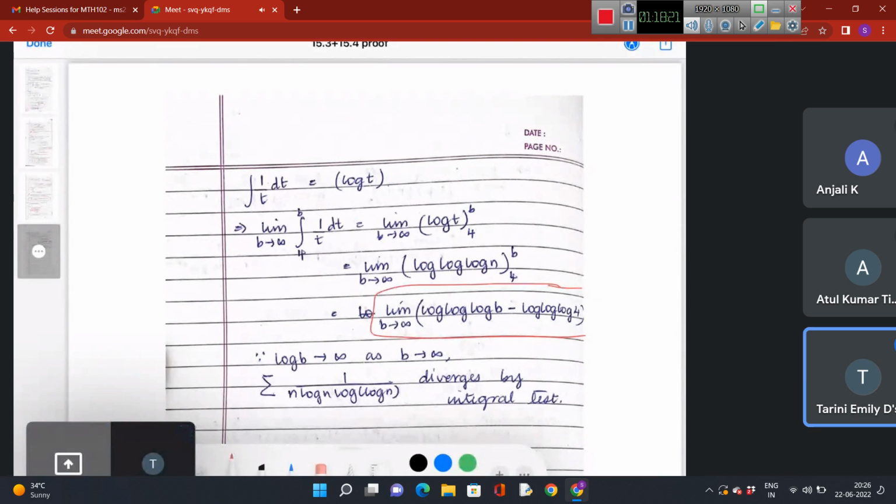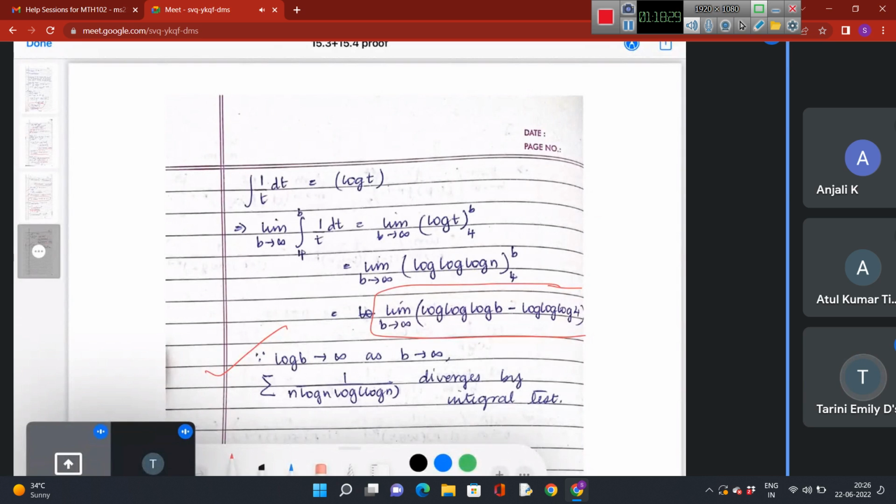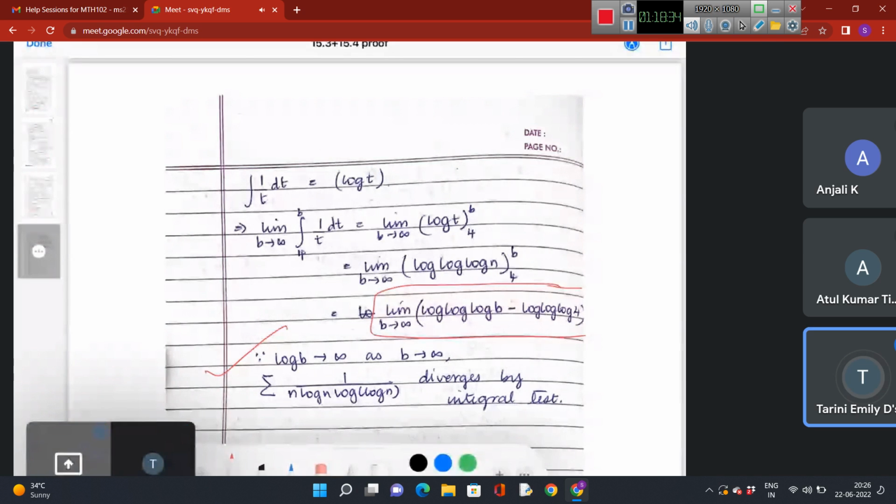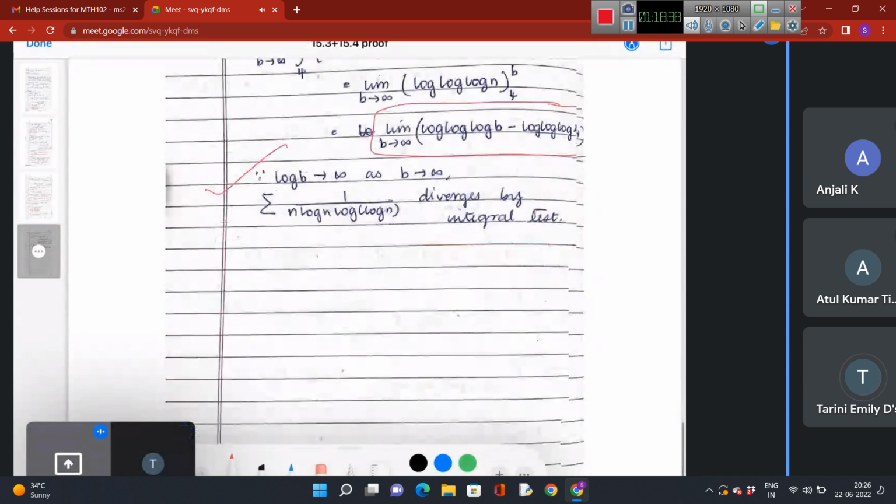And here log of log 4 will obviously, the limit exists. So the only part we need to worry about is log of b. And since log b will diverge to infinity when b diverges to infinity, by the integral test, the series will also diverge. Yes. Fine.